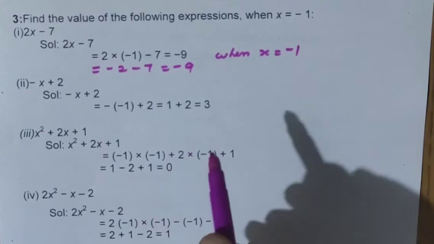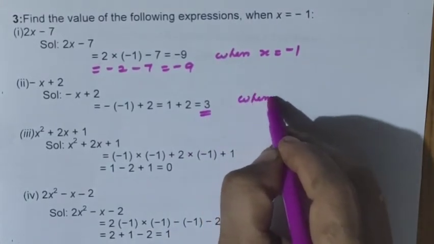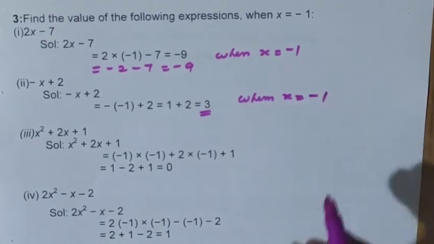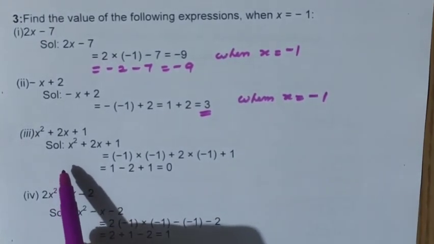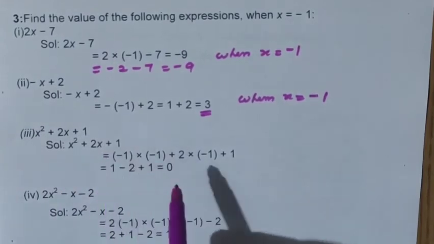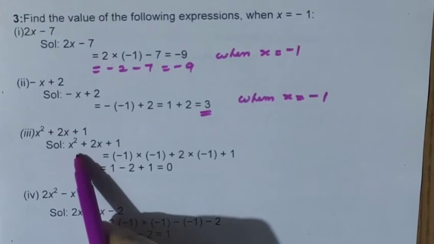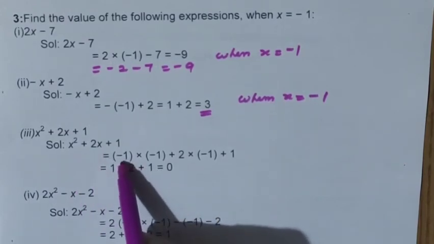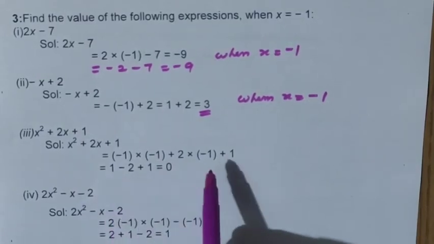So 1 plus 2 equal to 3. What we should write here? When x equal to minus 1. Now third question, x square plus 2x plus 1, that is the expression. Now x square plus 2x plus 1, what should be replaced for x? X as minus 1. So minus 1 square, that is minus 1 into minus 1. What is the answer? Plus 1.